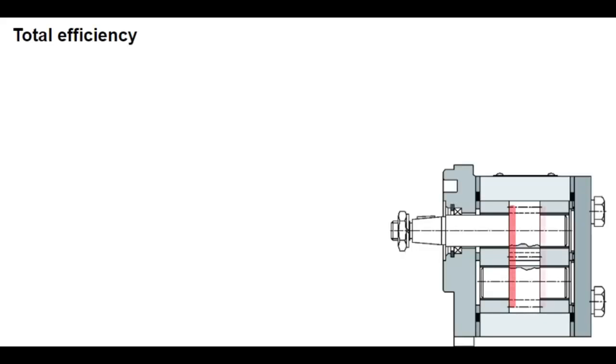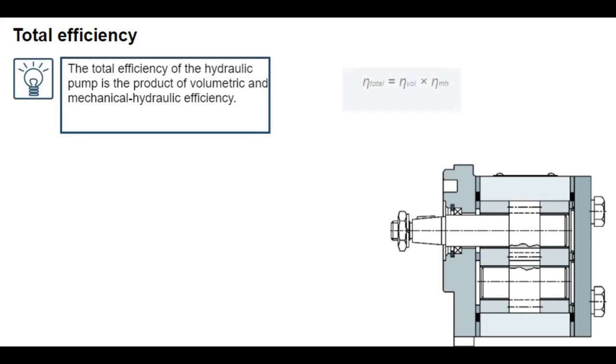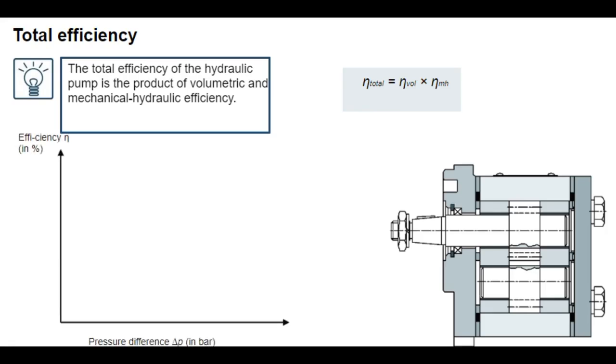Total efficiency reflects all losses, volumetric and mechanical hydraulic. Total efficiency should therefore be less than either of the sub-efficiencies. As you already know from the learning module, Layout of a Hydraulic System, total efficiency is the product of sub-efficiencies. The total efficiency of a hydraulic pump is therefore the product of volumetric and mechanical hydraulic efficiency. Please note that efficiency is not a constant value. This means the efficiency of a hydraulic pump depends on the pressure difference.